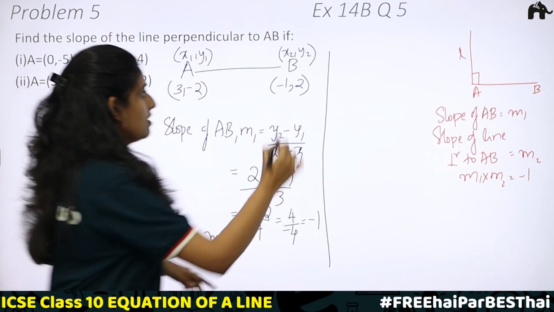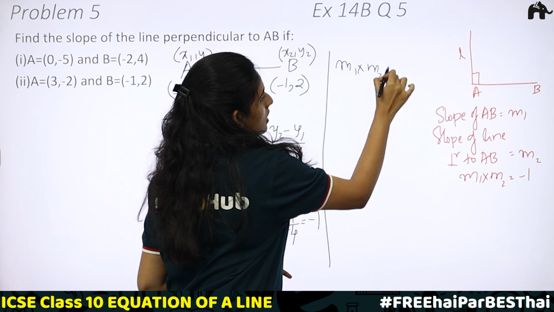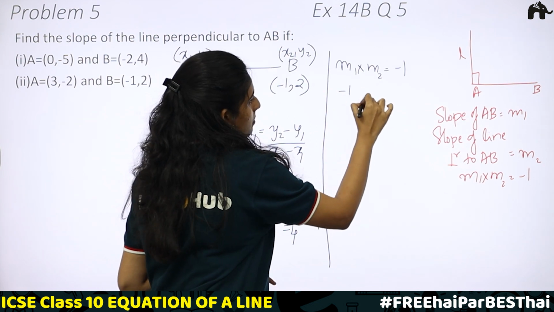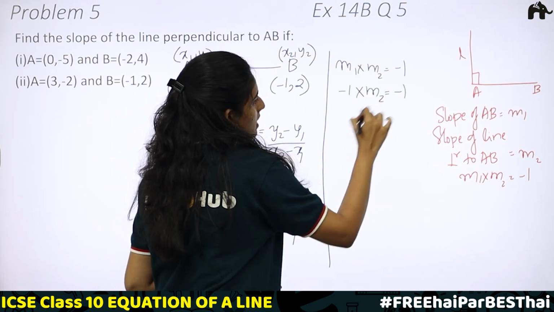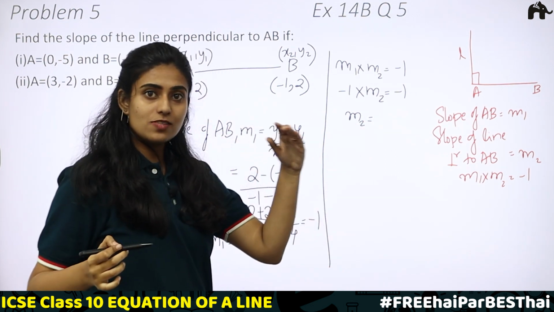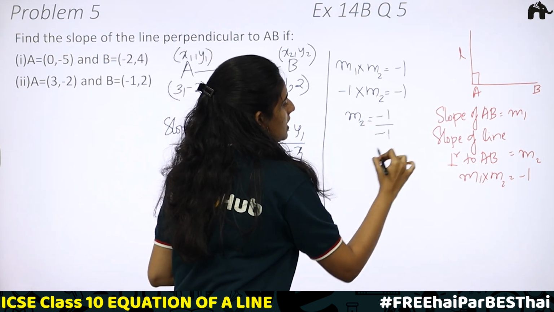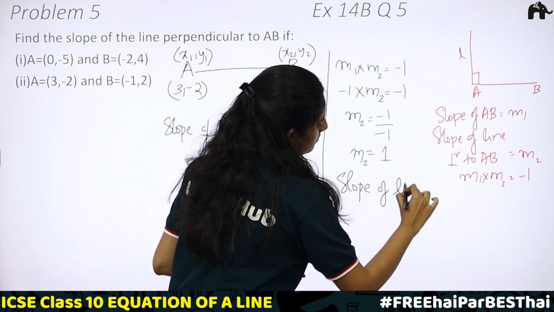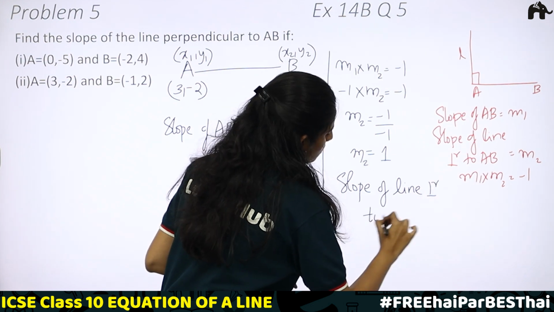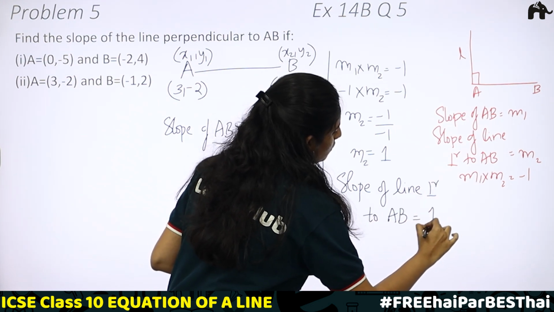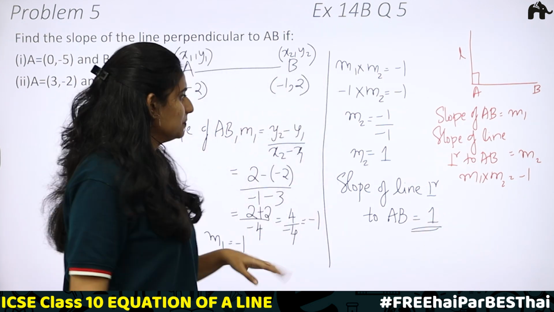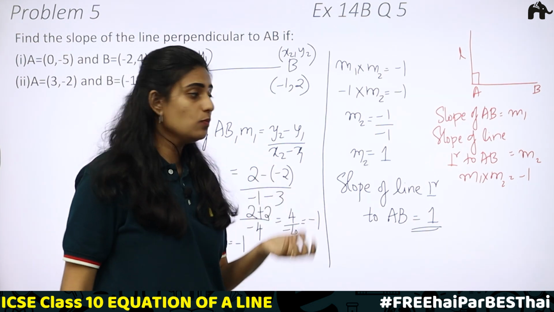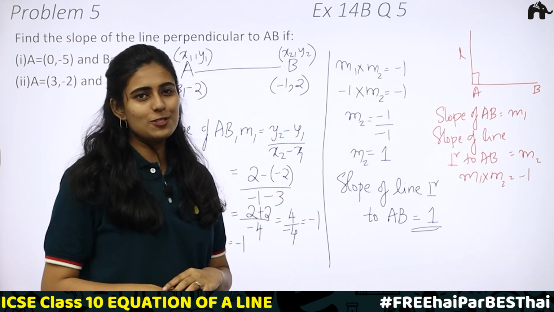Now how to find m2? We have m1 into m2 is equal to minus 1. Putting the value, m1 is minus 1. Minus 1 into m2 is equal to minus 1, which means m2 is equal to minus 1 divided by minus 1, and that is equal to 1. Therefore, the slope of the line perpendicular to AB is equal to 1. Now you know how to find the slope of the line perpendicular to AB and the slope of the line which is parallel to AB. You will be able to solve questions, right?